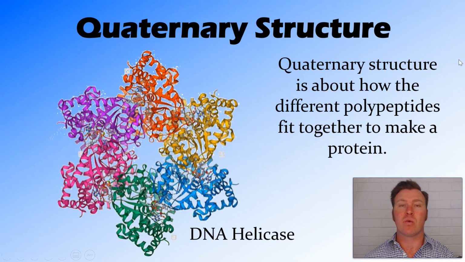And finally, we have our quaternary structure. So this is our last level of structure, and that's to do with how the different chains of amino acids, those polypeptides, come together to form the final protein. Now you can see here, this is a representation of DNA helicase, which is a protein or an enzyme that's involved in DNA replication. And you can see here that these different colored sections are the different polypeptides that have come together to make this protein of DNA helicase.